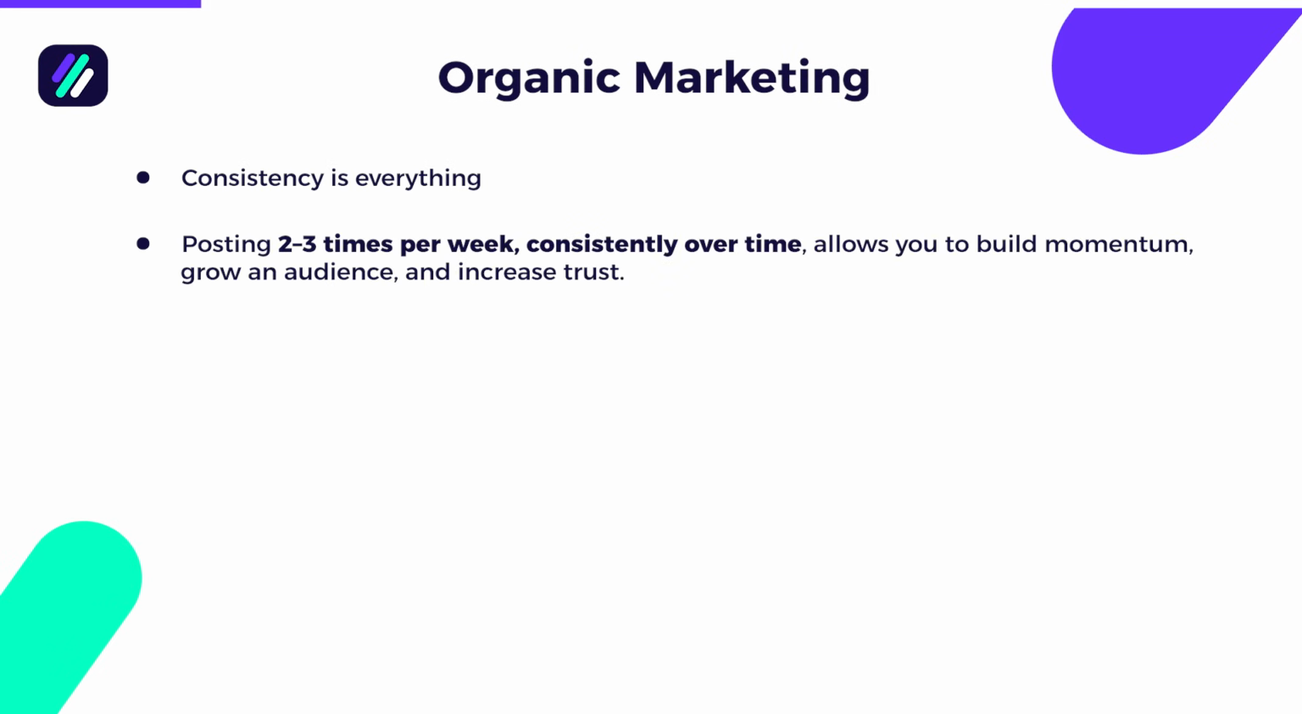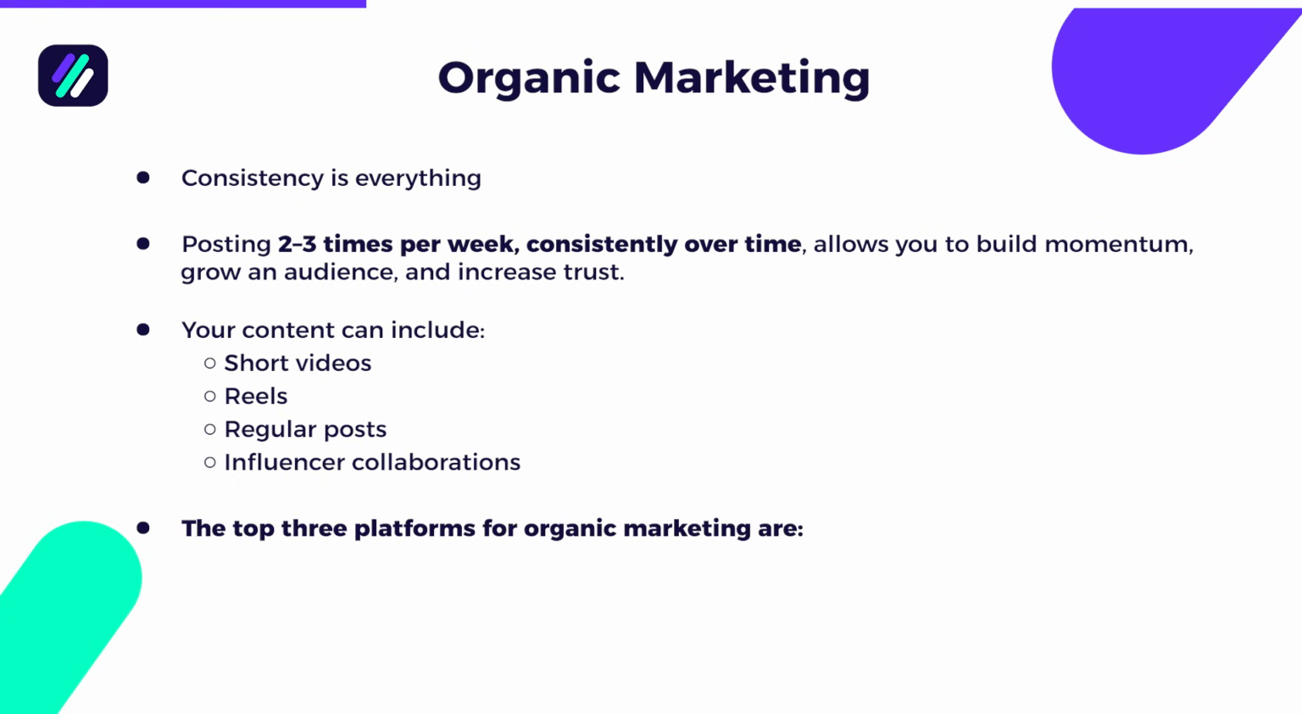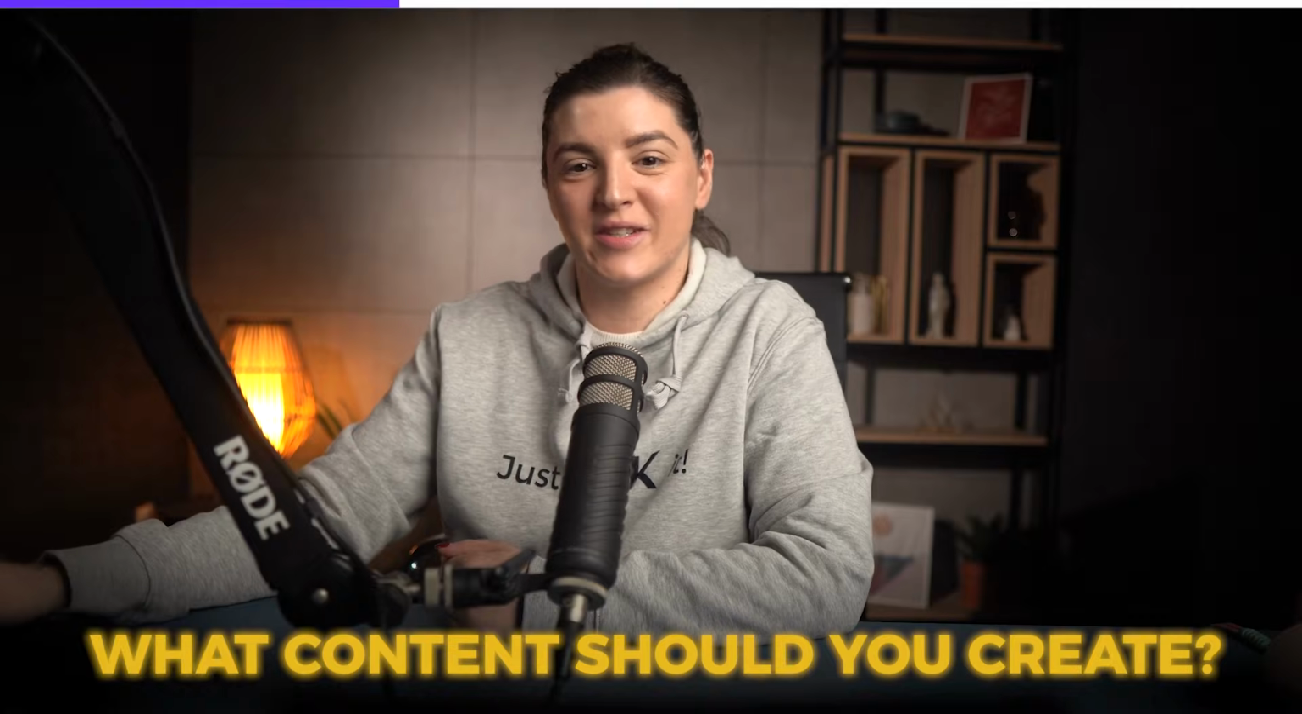For organic marketing, there's one key rule you must remember. Consistency is everything. Posting 2 to 3 times a day and stopping won't bring results, but posting 2 to 3 times per week consistently over time allows you to build momentum, grow an audience, and increase trust. Your content can include short videos, reels, regular posts, and influencer collaborations. Test different formats, and track which one generates the best engagement and traffic. Right now, the top 3 platforms for organic marketing are TikTok, Instagram, and Facebook. What content should you create?